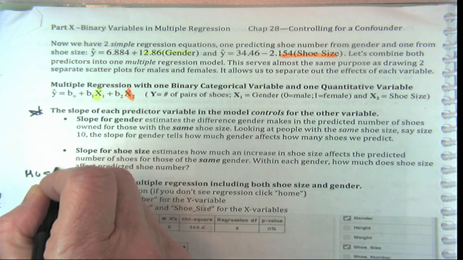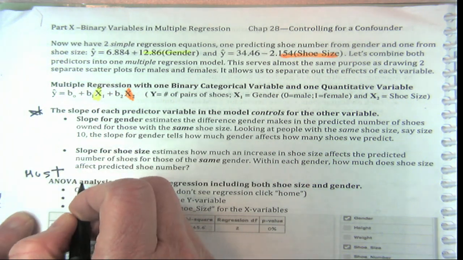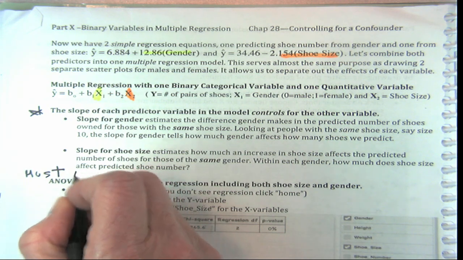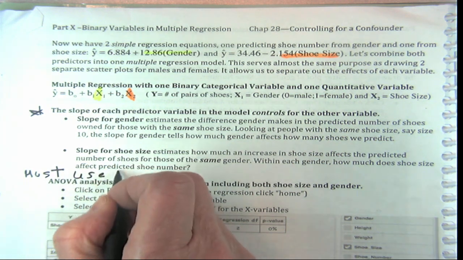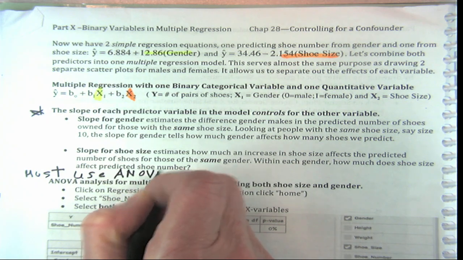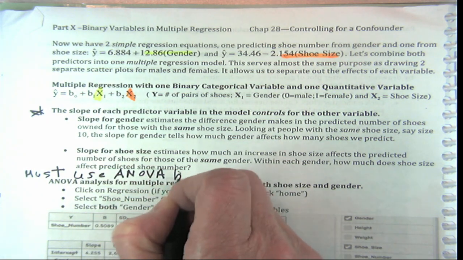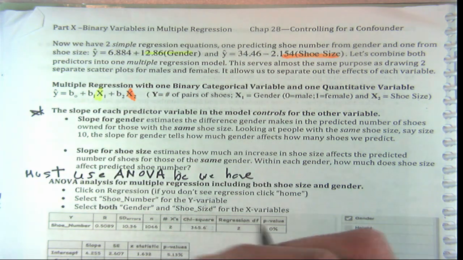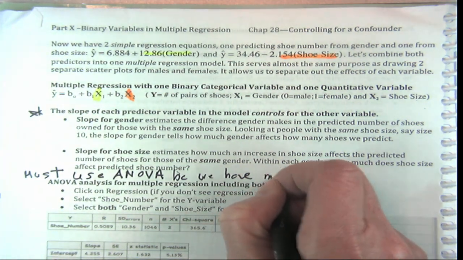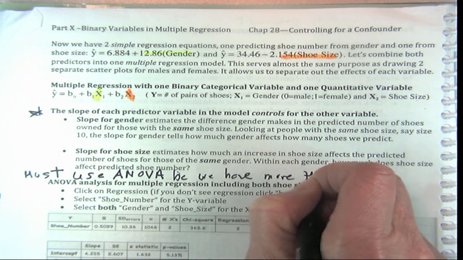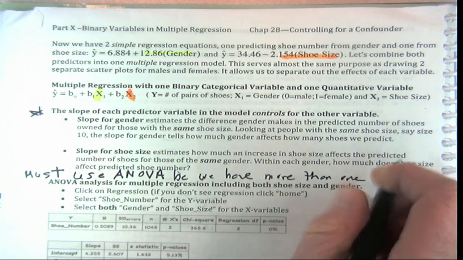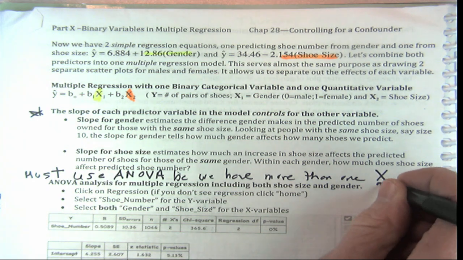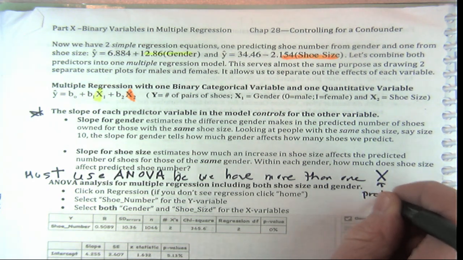Last time, that's what we used. We didn't have to use it if we only looked at shoe size, but now when you put two x's together, you must use ANOVA, analysis of variance, because we have more than one predictive variable. We have more than one x, more than one predictor variable. We have two predictor variables now.